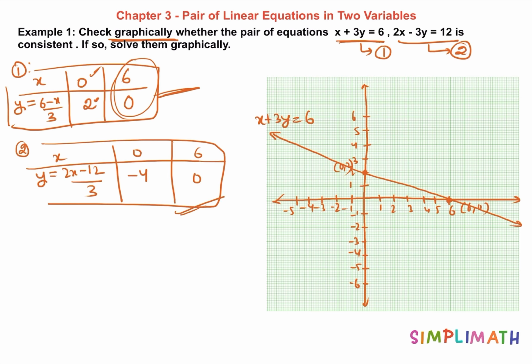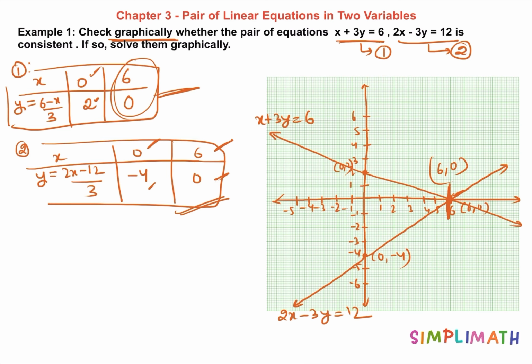Now let us plot the second equation. When x equal to 0, y equals minus 4. So it is this point 0, comma minus 4. And when x equal to 6, y equal to 0. So it is this same point. Okay. So when we connect these two points, we get the graph of the equation 2x minus 3y equals to 12. So from here, when we see the graph, we can say both the equations intersect at one unique point, and this point is 6 comma 0.